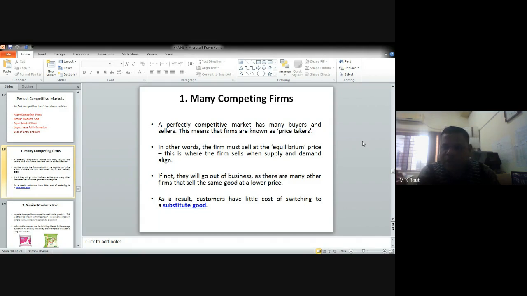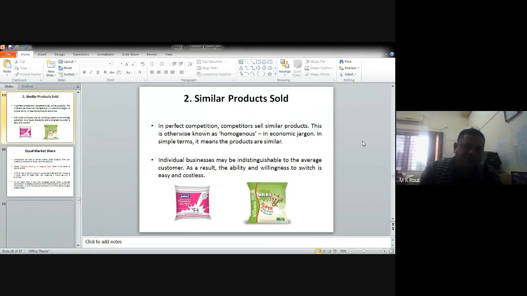And if you do not go for price takers, you must go for substitutes from other companies. That is the thing which is included in the case of many company firms. So moving to next one, the next one is similar products sold.